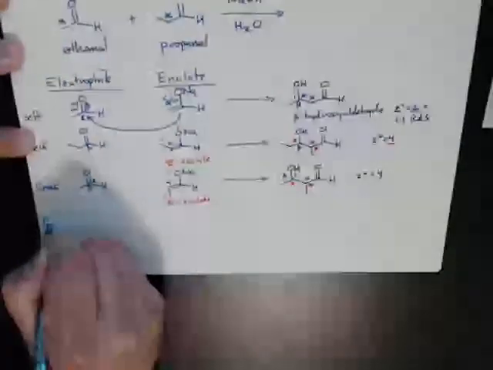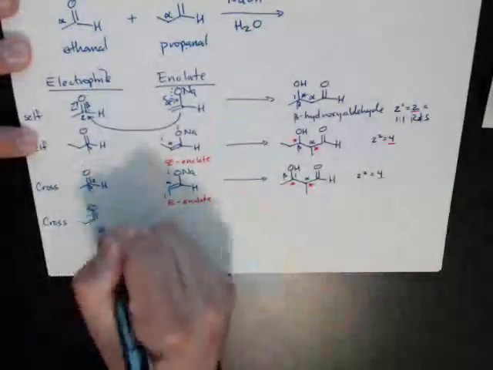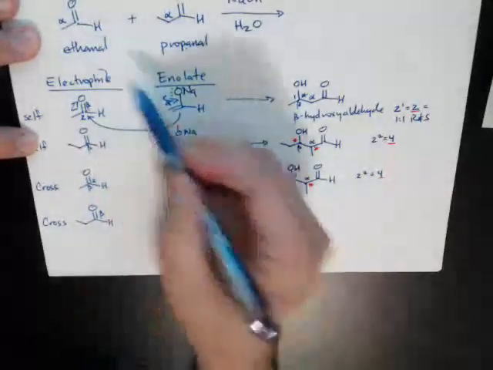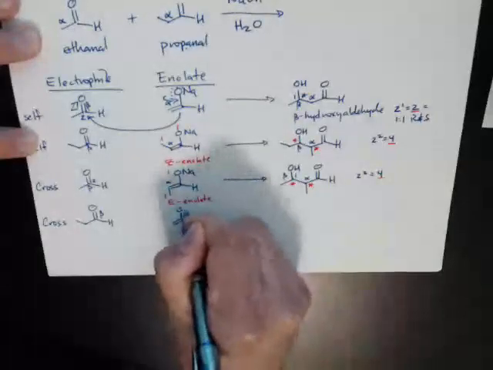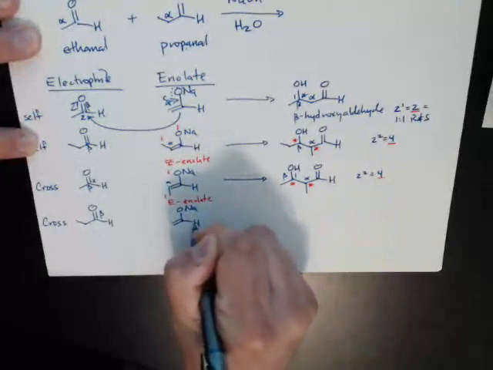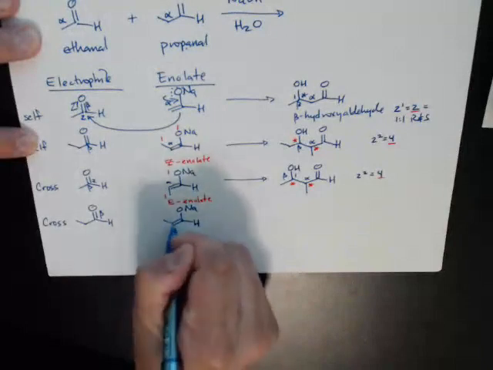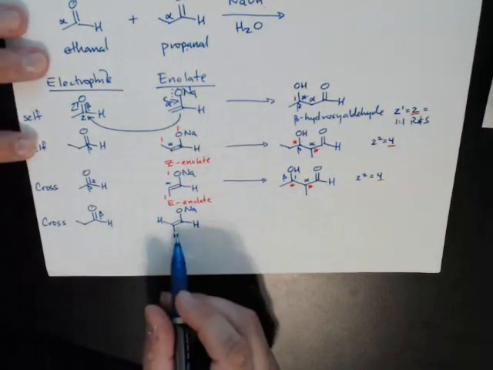Let's look now at the other cross variant. We're going to now use propanal as the electrophile. That's going to end up being the beta carbon. We're going to use the enolate from ethanal, now in this cross variant. Notice that this enolate here does not have any geometry because these are both hydrogen. So there's no E or Z geometry for that.